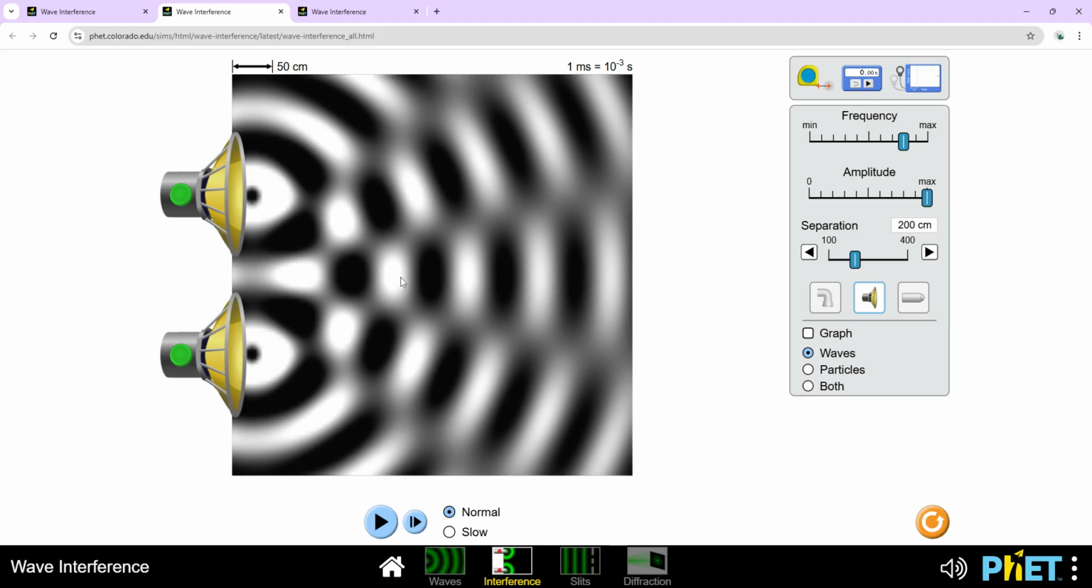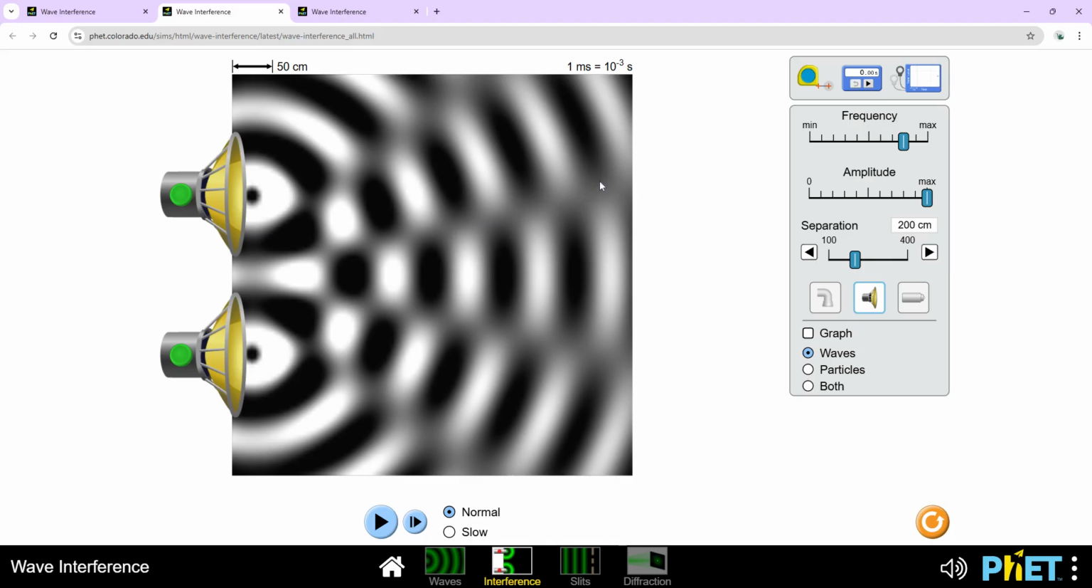When these waveforms overlap, the peaks and the troughs get very high amplitude. But these zones in between, over here, this sort of grey area, that is an area of zero amplitude, where the peaks and the troughs have overlapped to cancel each other out. So you actually get zero amplitude along this line here.